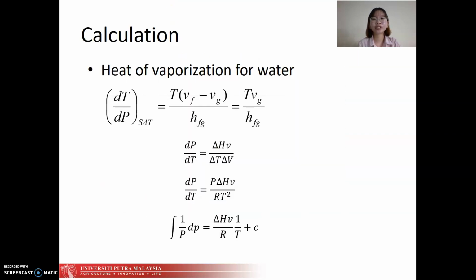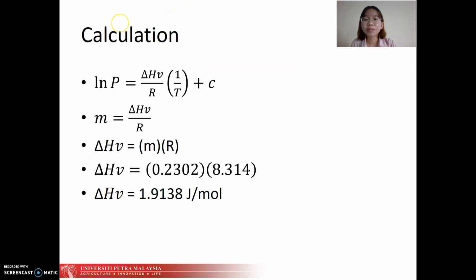So for the calculation part, we want to obtain the heat of vaporization of water. First, we use the Clausius-Clapeyron formula, and then we derive the formula until we get ln P equals to Hv per R times 1 per T plus C. So you can see that y equals to mx plus c. So the y-axis will be the ln P, and the x-axis is 1 over T. The m will be the heat of vaporization over the ideal gas constant.